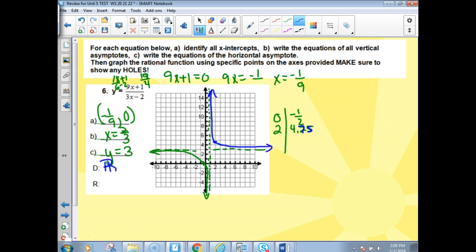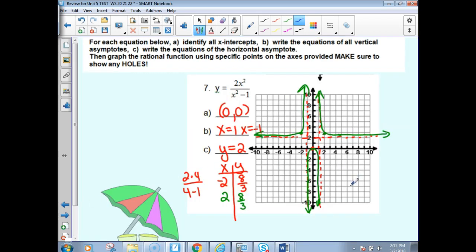Okay, domain's all reals except x can't equal 2/3. And the range is y can't equal 3. Okay, that was this one. Number 6. Number 7. I already have it graphed, and we had already done this particular one yesterday, so that's why I pulled that up. I'm not going to re-explain this one. I'm just going to sit here for a second and let you see the answers. Does anybody need me to say anything else about this?